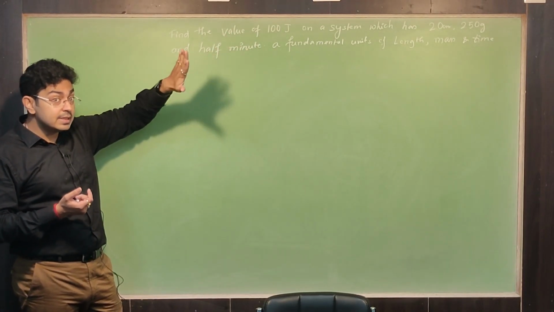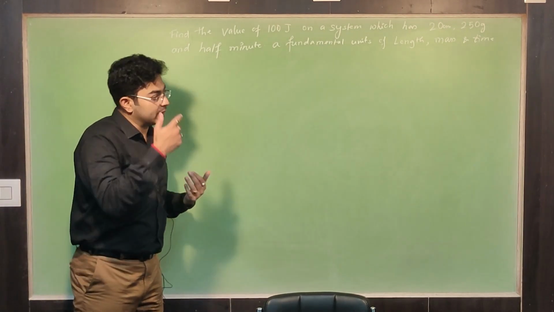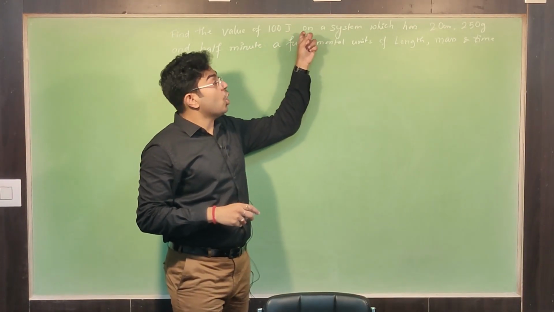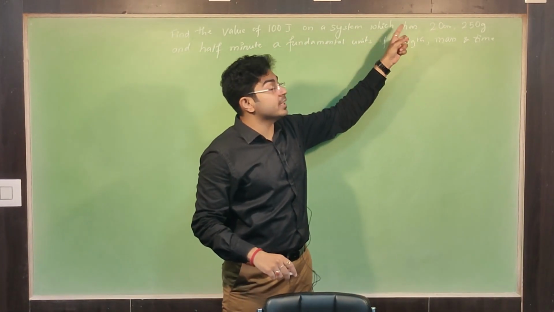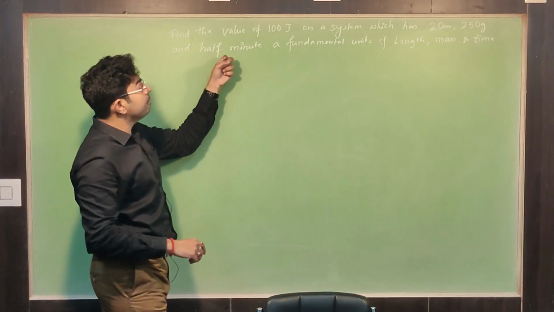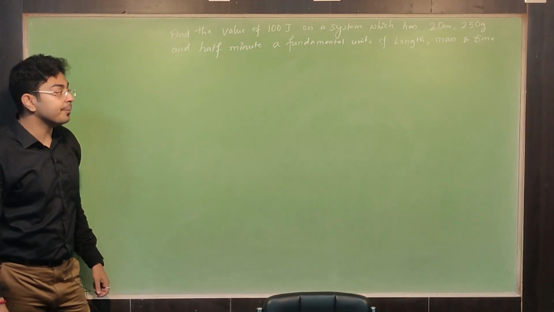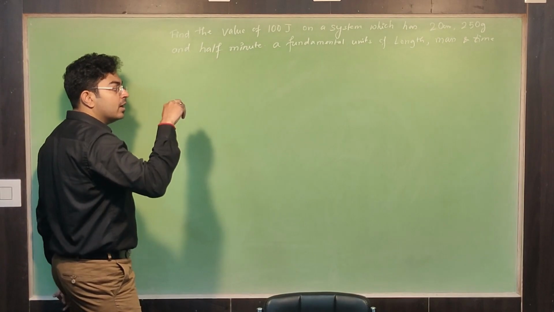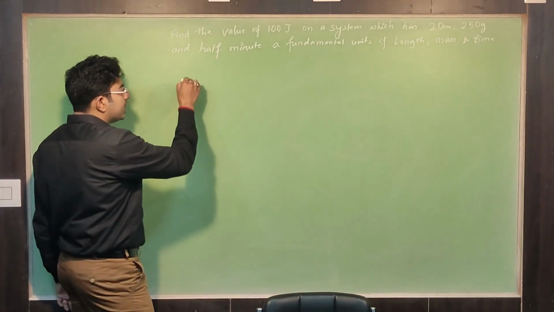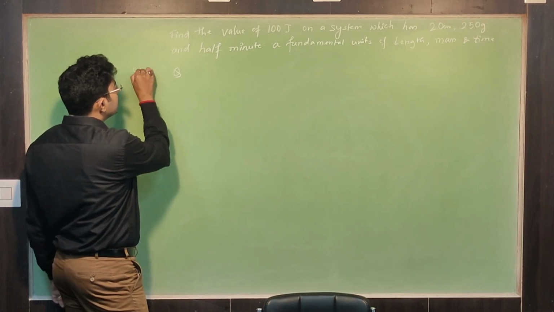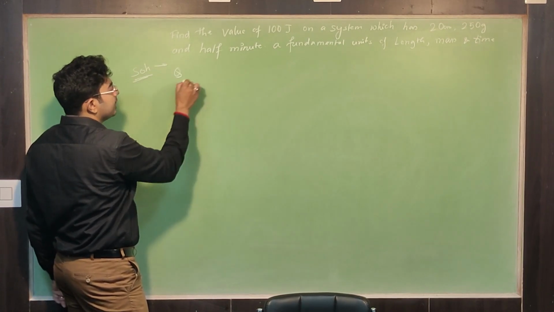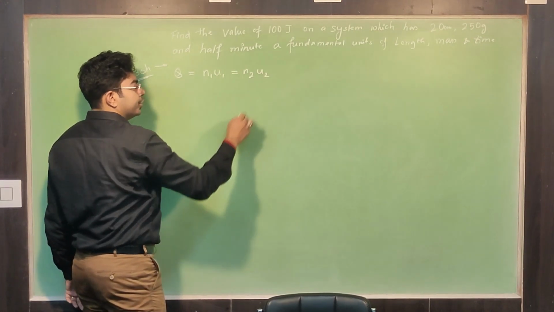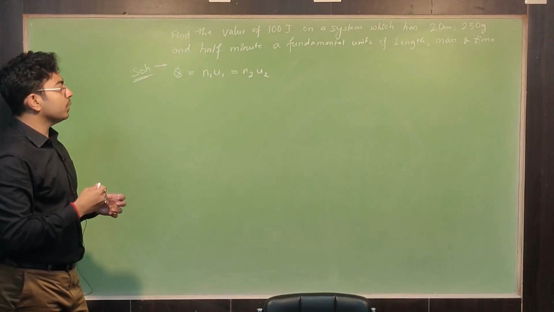This is important. This is a bit more difficult than the previous one. Just understand. So what they are saying: find the value of 100 joule in a system which has 20 centimeter, 50 gram and half minute as the fundamental units of length, mass and time. So let us understand this. Again, the procedure remains the same. A given quantity can be written as N1 U1 equal to N2 U2.